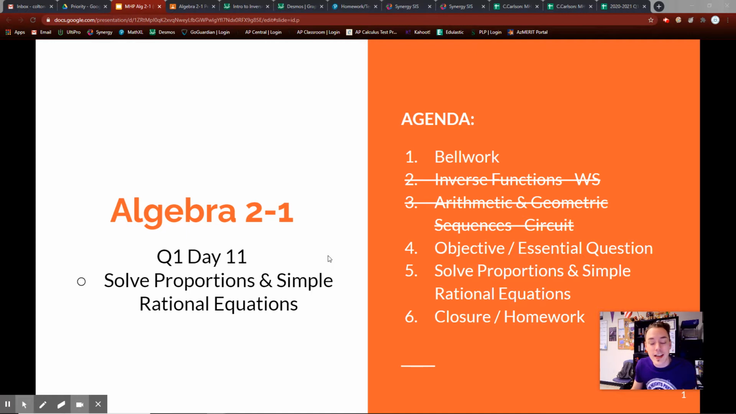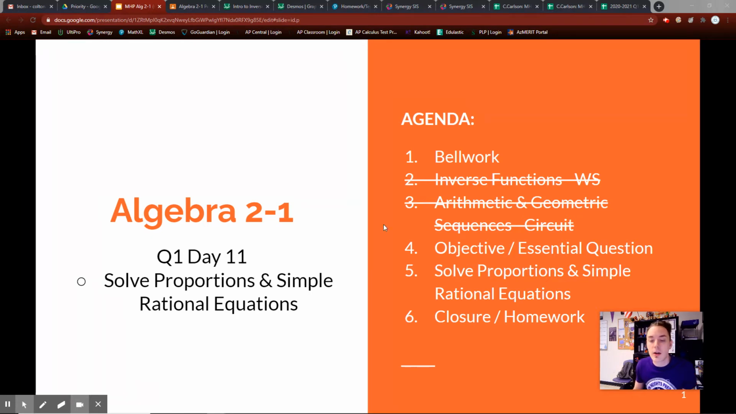What we're going to do today is start out with solving proportions, simple rational equations. That's going to be our main lesson. Why are proportions related to equations? I'll show you how we can simplify them. We'll do all that fun jazz.